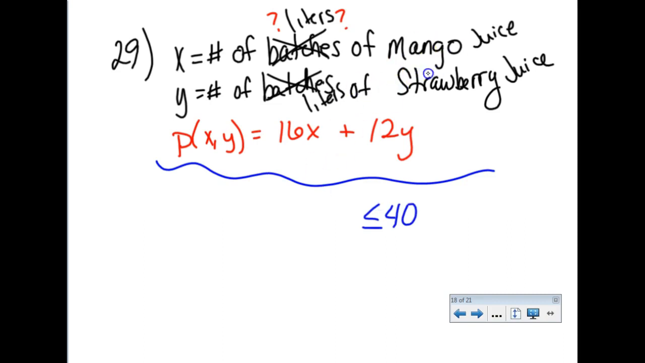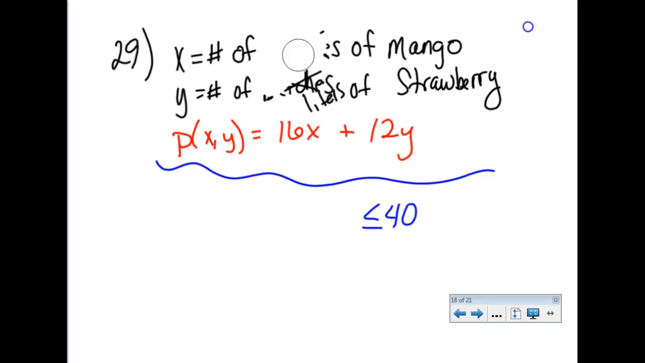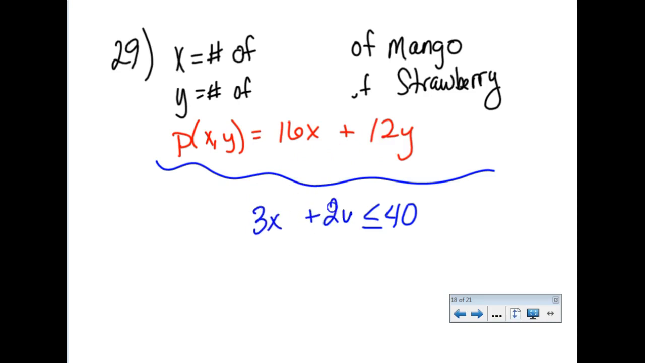And I have no idea what this is supposed to represent. I'm just going to erase all of this. I'll come back to that in a minute. All right, 40 liters of mango juice. The first drink uses 3 liters of mango juice, and then the other kind of drink uses 2 liters of mango juice. So 3 liters of mango juice plus 2 liters of mango juice.